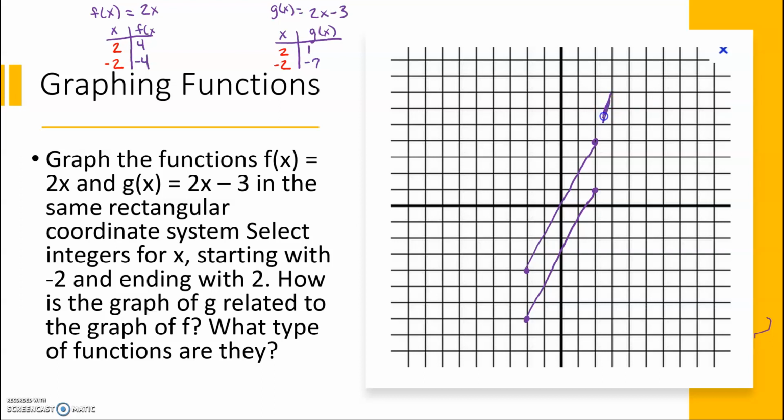Notice this is f of x right here. All right, that's your f of x function. All we did was shift it down 3 units. And that's what that negative 3 is right there, right? We took our function 2x and we moved it down 3. What type of functions are they? Those are lines. Those are linear functions.